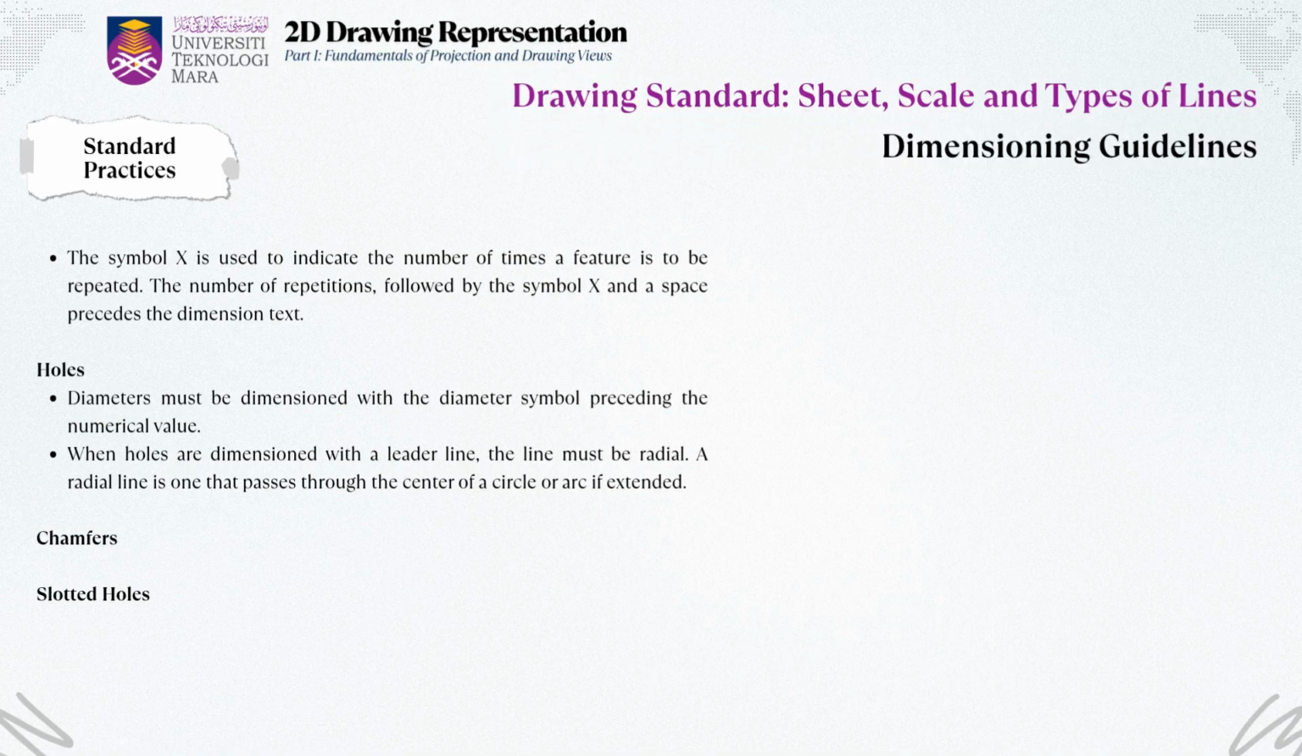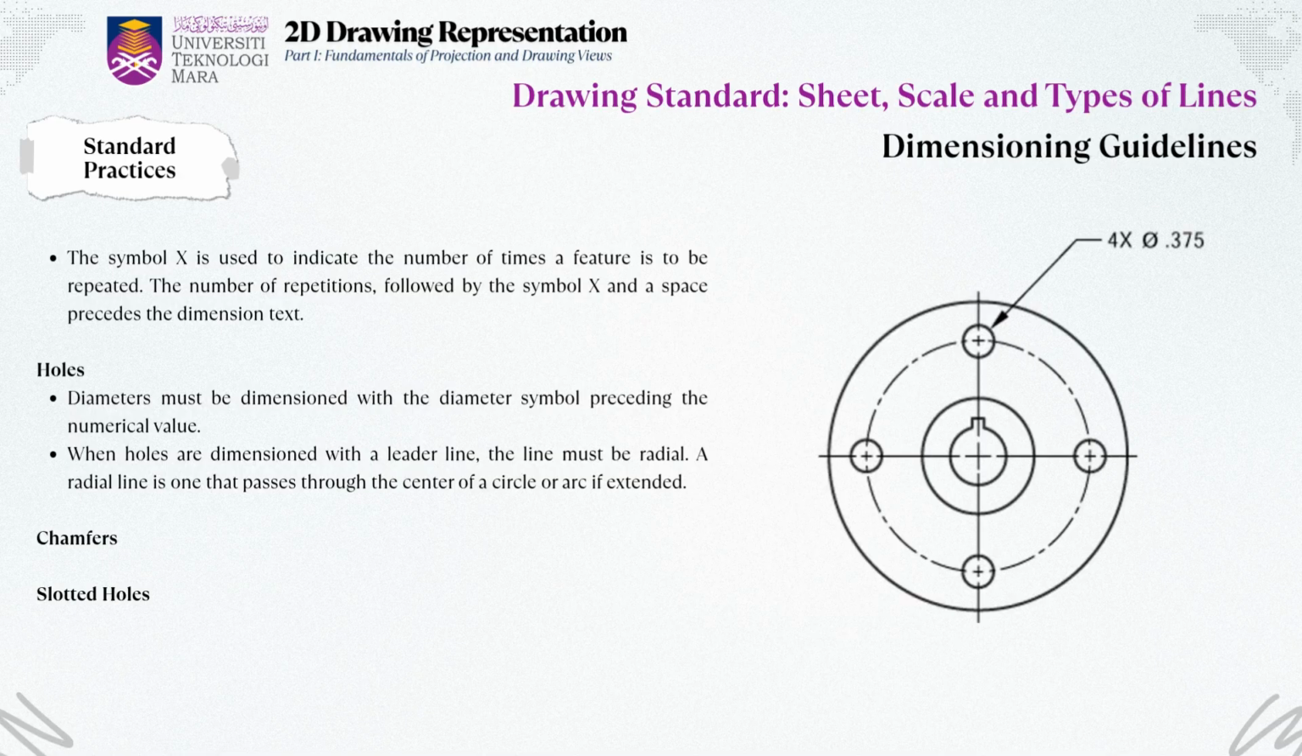When a feature appears multiple times, such as a set of holes arranged in a circular pattern, we use the symbol X to indicate how many times that feature is repeated. For example, 4X diameter 0.375 means there are 4 holes, each with a diameter of 0.375 units. This saves space and keeps the drawing clean, instead of writing the same dimension 4 times.